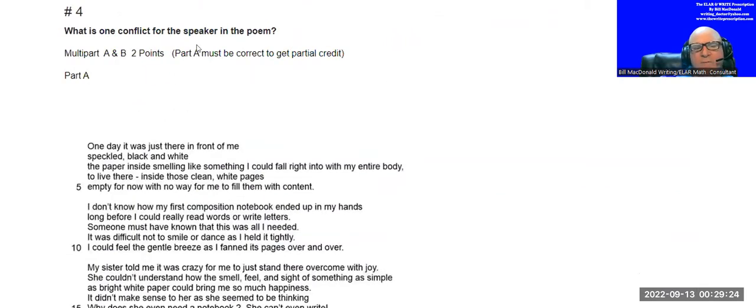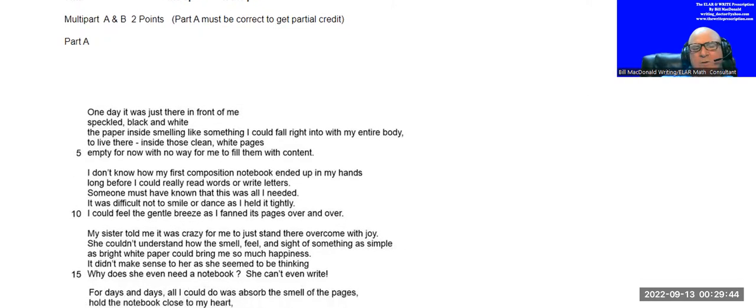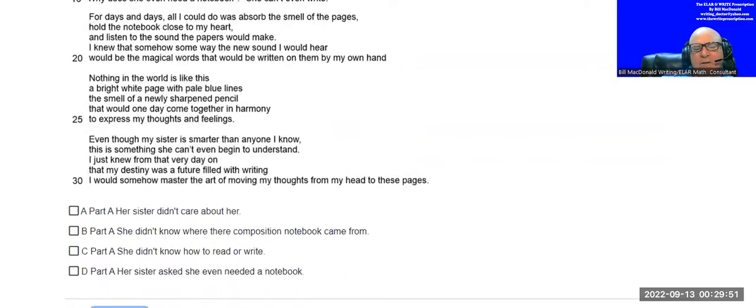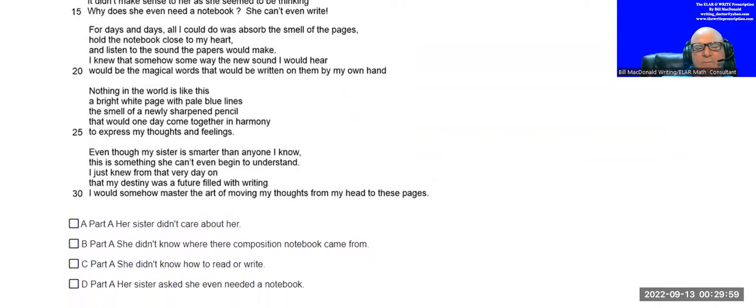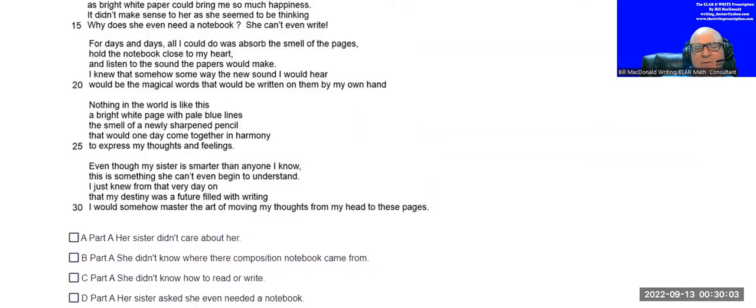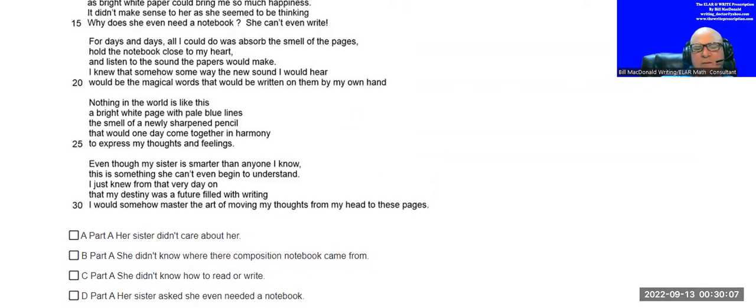Next question. What is one conflict for the speaker of the poem? And again, so that we make sure that we understand that in order to get partial credit, this question must be correct to get the first point. So I think it would be really important at the beginning to separate the questions so that the students know that I cannot get part B if I can't even get part A correct. Okay. Nowhere in the passage can I find that my sister doesn't care about me as the speaker. I can just tell that she doesn't think I should be investing so much energy and time into this composition notebook that I found. She didn't know where the composition notebook came from.